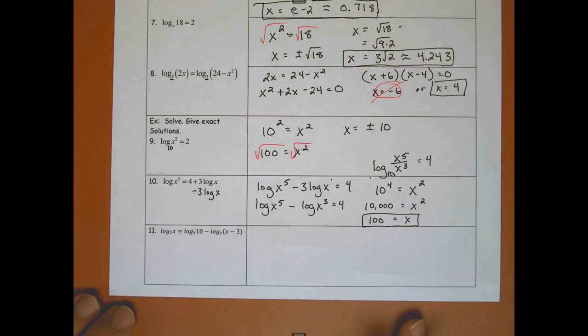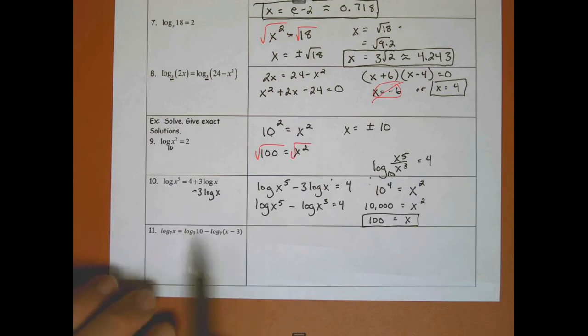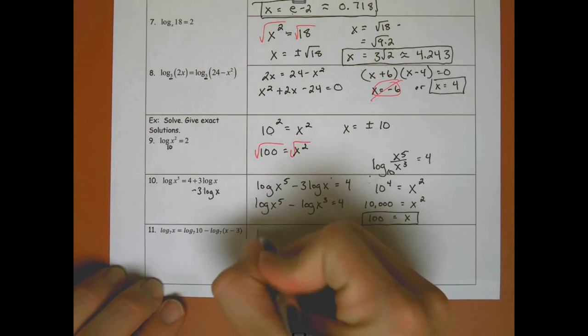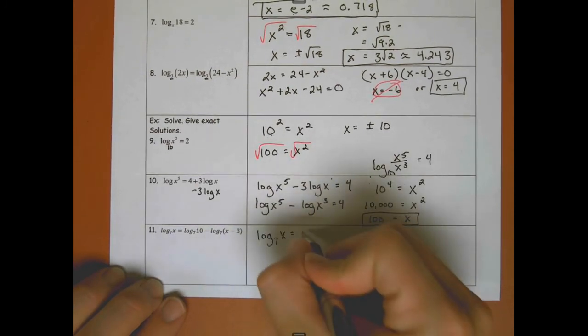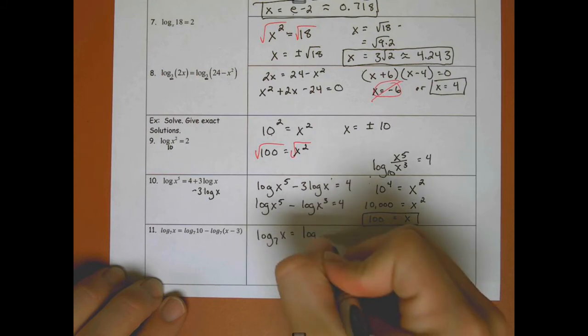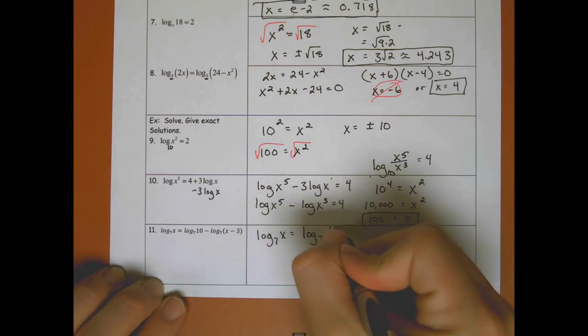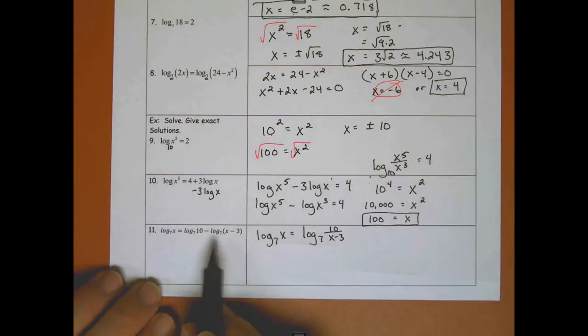Okay, then on number 11, combining these would be the first step. If you want to pause the video and try this one, do that. But combine these, so that gives me log base 7 x is equal to log base 7 of 10 over x minus 3, because we subtract, we divide.